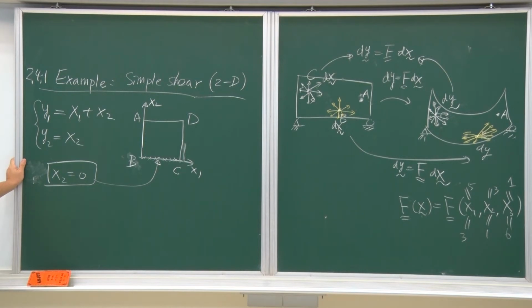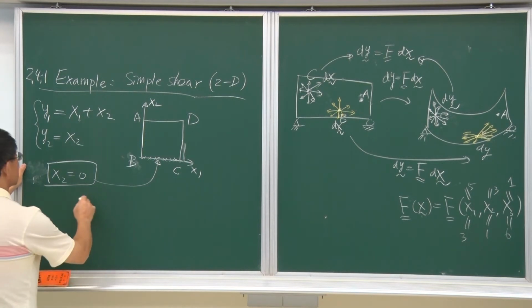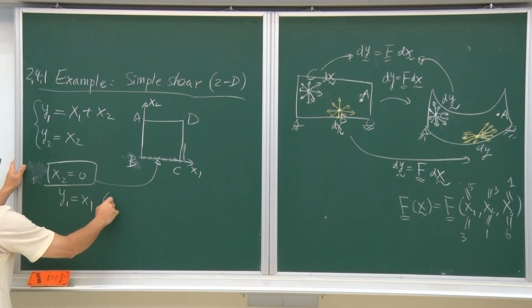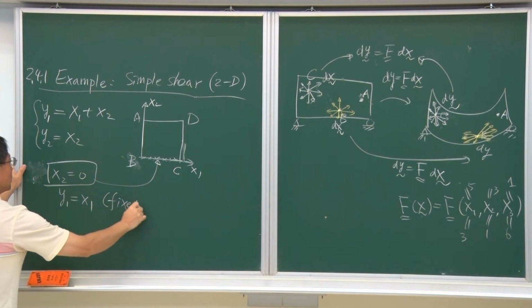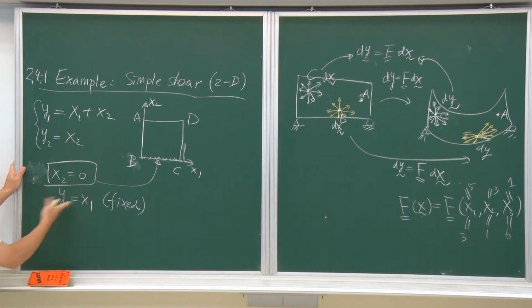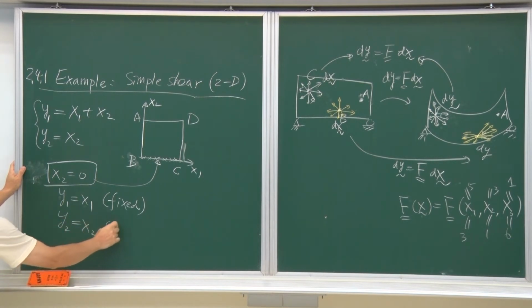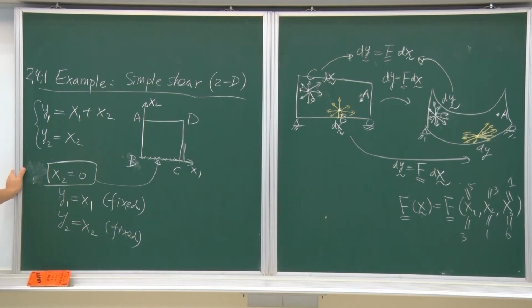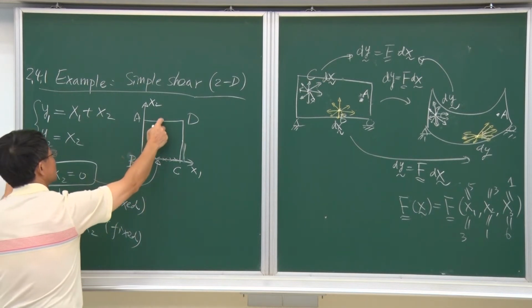Then what do we have? We have y1 equal to x1, so it is fixed, because it doesn't change. y1 equal to x1, this is the deformed position, this is the undeformed position. It doesn't change. y2 equal to x2 is fixed too. So along this line, all the material points are fixed.